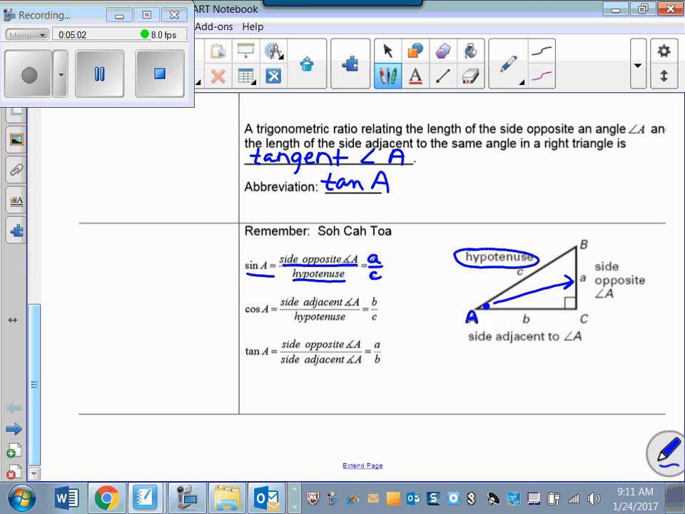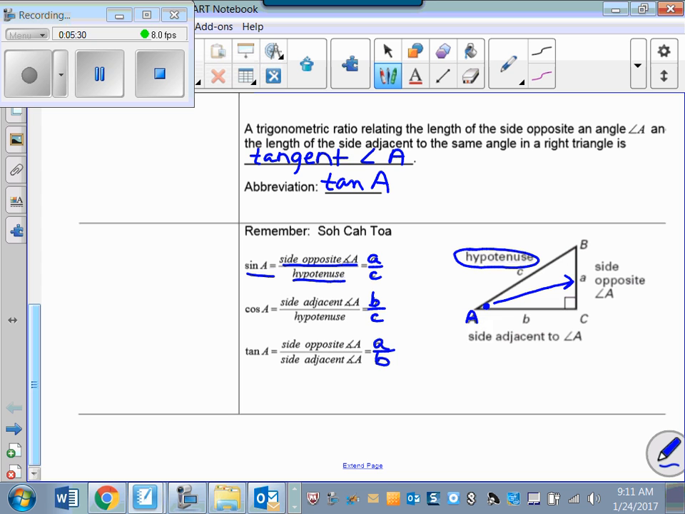It's the side opposite A divided by the hypotenuse. Cosine A is the side adjacent, which is B, divided by the hypotenuse. And the tangent is the side opposite A, which is A, divided by the side adjacent, which is B. So those are the three trig ratios you're going to have to use over and over. So you've got to memorize those.